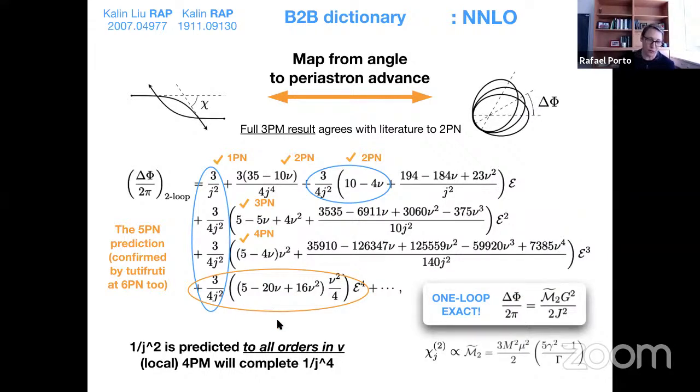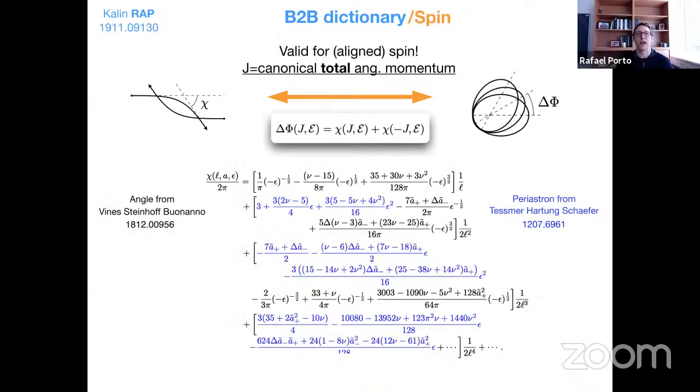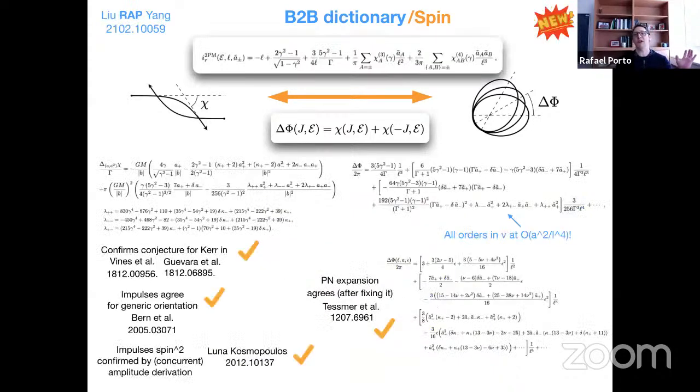At all PN orders, we predicted this, and then you go on to 5PN, 6PN, and you fix it. Obviously, we have to truncate it up to 2PM because that's what you get. At 3PM, as I was saying, you can get all the observables without the Hamiltonian. The spinning case we studied first by looking at data from post-Newtonian, but eventually we solved it exactly.